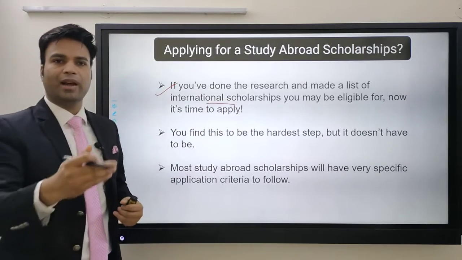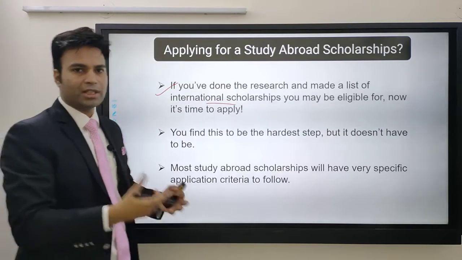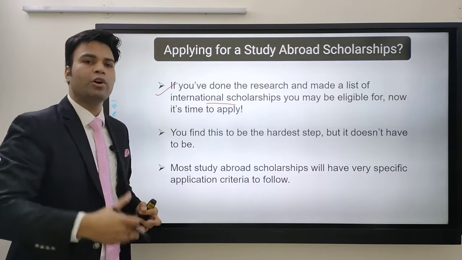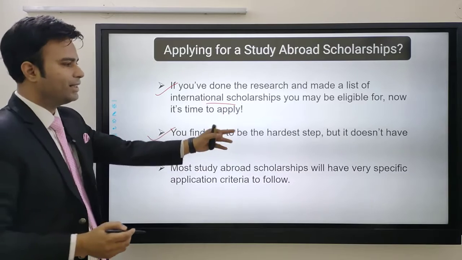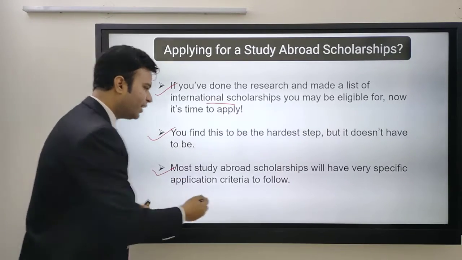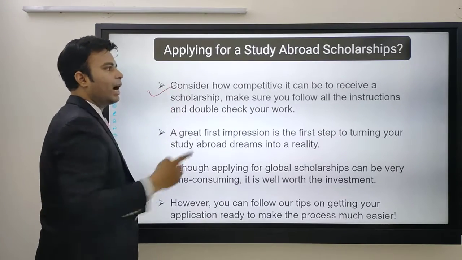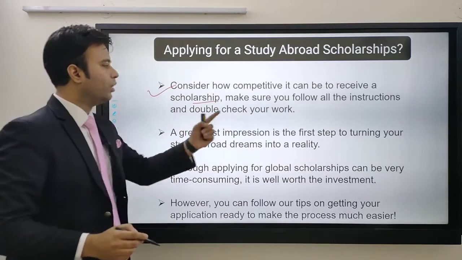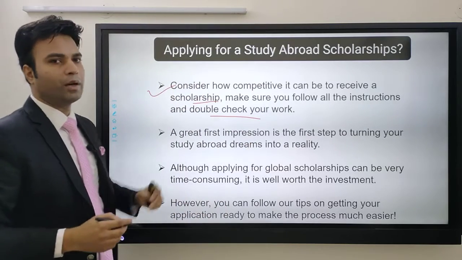So after this you will find a series on country-wise scholarships. By watching that, you can make a list of international scholarships that you may be eligible for or you may want to apply for. So you will find this to be the hardest step, but it doesn't have to be. Most study abroad scholarships will have a very specific application criteria to follow. So let's see that. Consider how competitive it can be to receive a scholarship. Make sure you follow all the instructions and double check your work. This is a very important step.